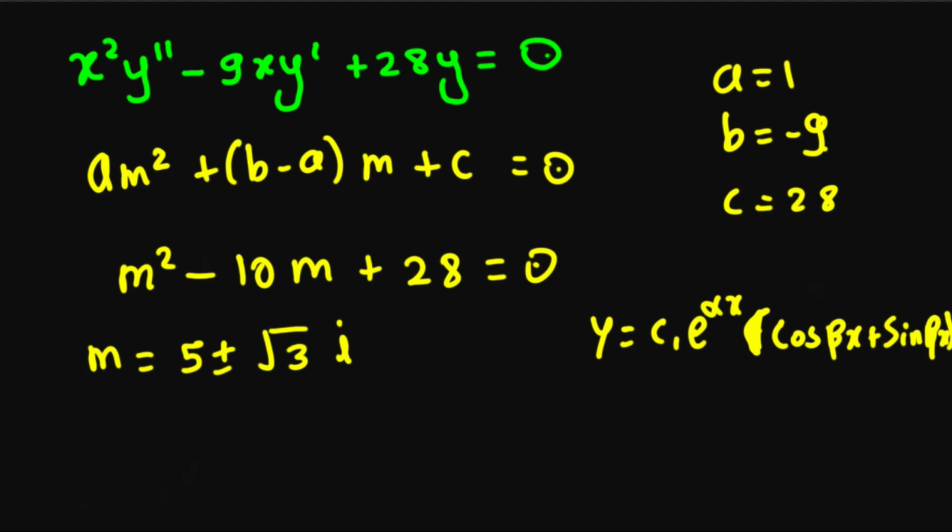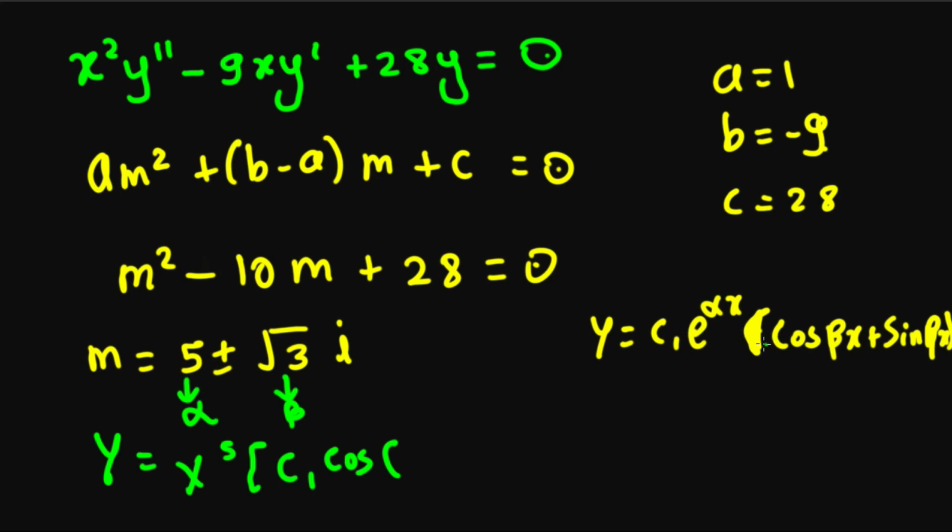So let's write the Cauchy-Euler solution. The Cauchy-Euler, y is equal to x power alpha. Alpha is the first term, this is alpha, this is beta. Okay, so x power alpha, that's x power 5, multiplied by c1 cos, and then beta ln of x. Here we have beta x if it's not a Cauchy-Euler, and here we will have beta ln of x.